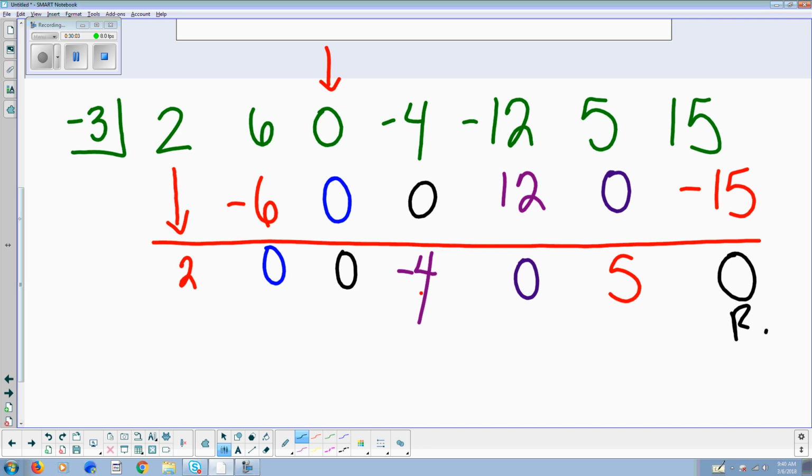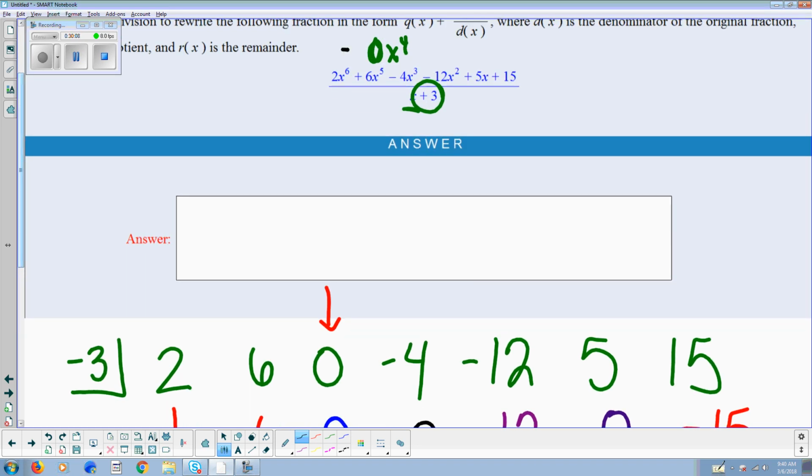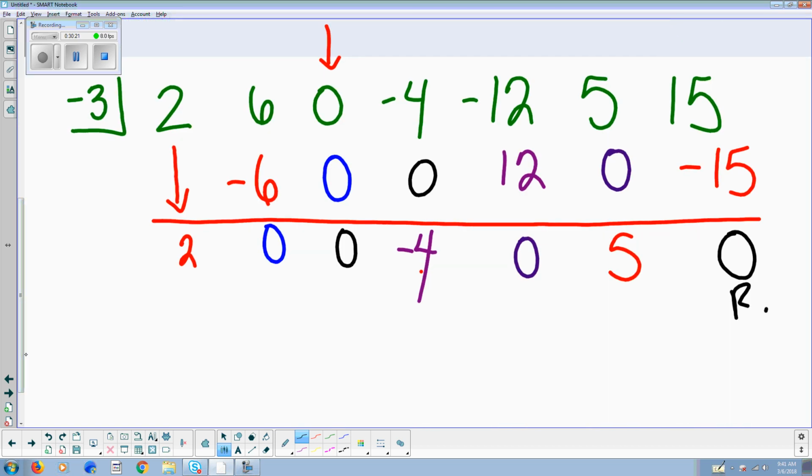I'm going to start my quotient with 1 degree lower than the original problem. So the original problem started with 6 degrees. You're dividing by x to the first power. So if I subtract powers in division, 6 minus 1 would be 5. So my quotient begins with the 5th power. So my answer will be 2x to the 5th. This would correspond to x to the 4th. Might want to label them x to the 3rd, x to the 2nd, x, constant, remainder.